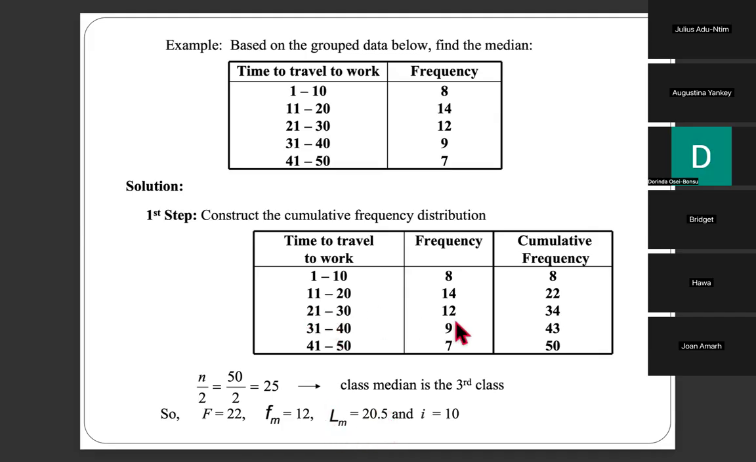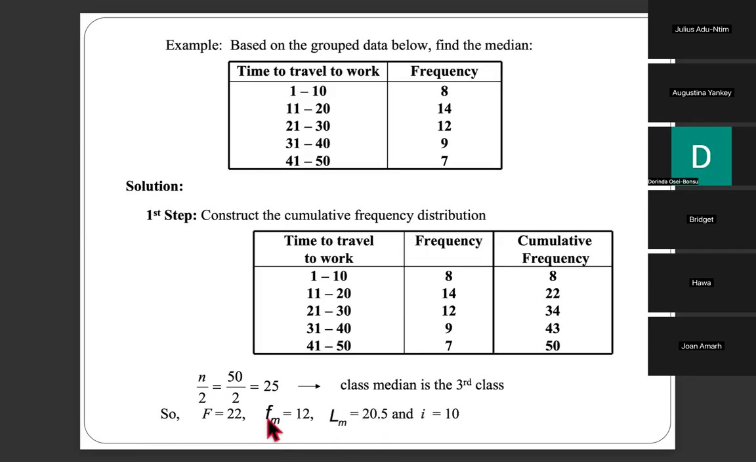First you locate your median class, because our 25th position falls here. Then this becomes the lower class limit and the upper class limit. But to find the boundaries, you may have to subtract 0.5 from this expression. And when you subtract 0.5, you get 20.5. So we've seen how to find our lower class boundary.